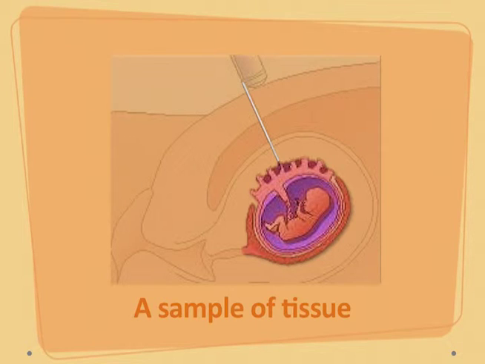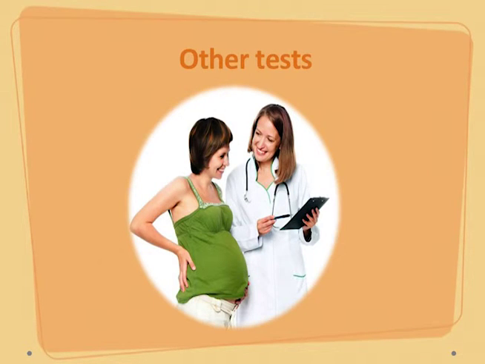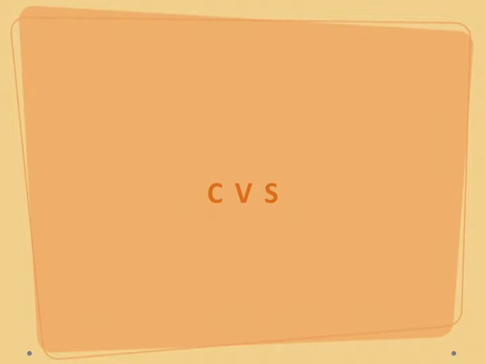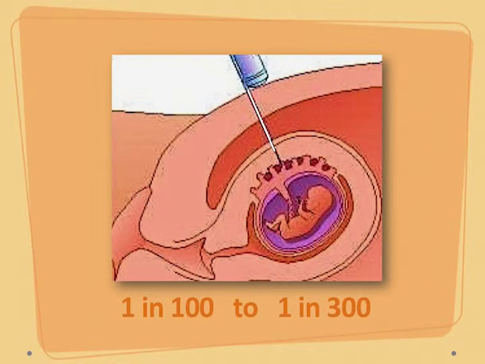The chromosomes in the placental cells, which are usually identical to those of the baby, are then analyzed to determine whether the baby has a chromosome abnormality. Other tests may be performed depending upon the reason for the CVS. CVS may lead to miscarriage in about 1 in every 100 to 300 women who have the test.